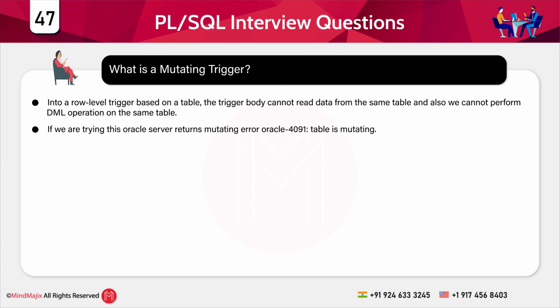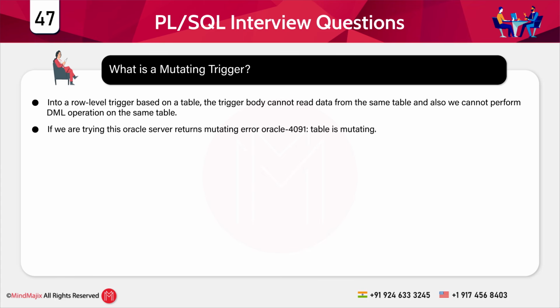If you're trying this, the Oracle server returns a mutating error like ORA-04091, the table is mutating. So what do you mean by this error? This error is called a mutating error, this trigger is called a mutating trigger, and the table is called a mutating table.